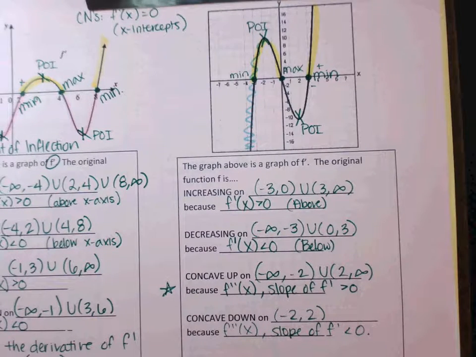Okay, so see if you can do that without union. And the decreasing is negative infinity to negative 2, union 2 to positive infinity.